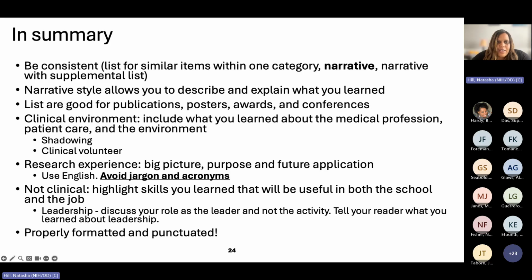Leadership. Think about what you learned and discuss your role as a leader. And then again, properly format and punctuate and edit your documents.